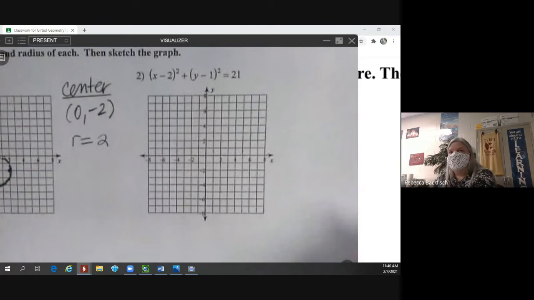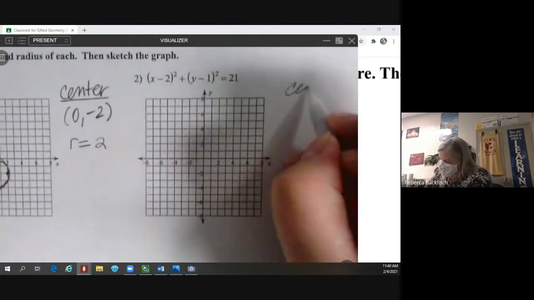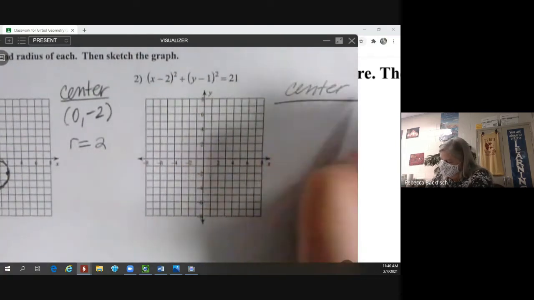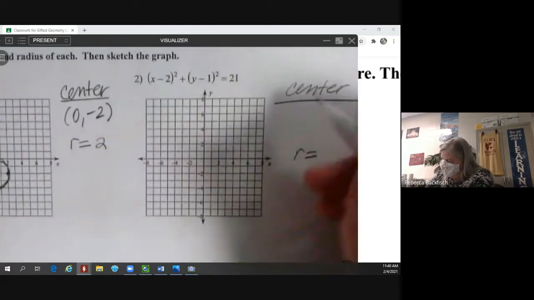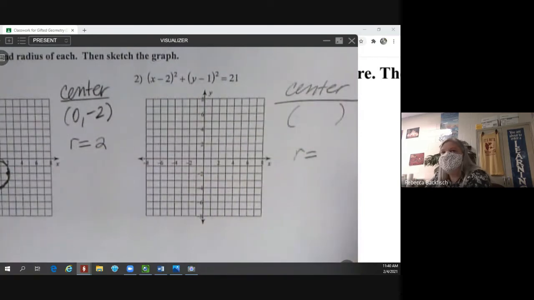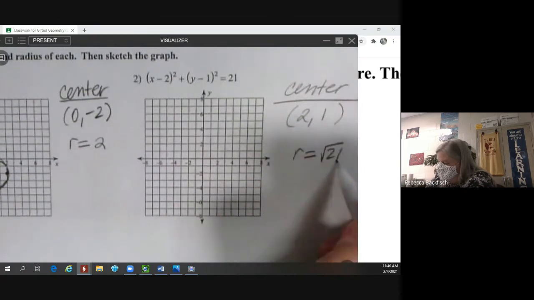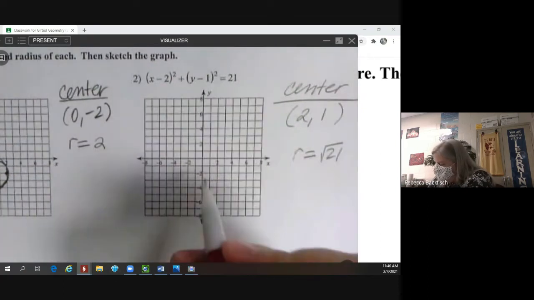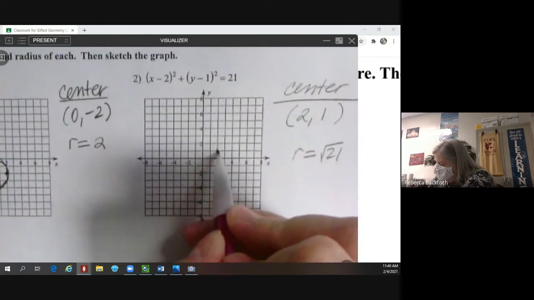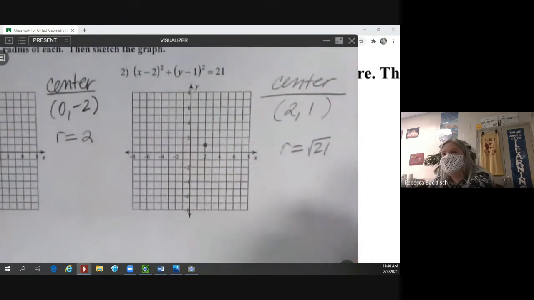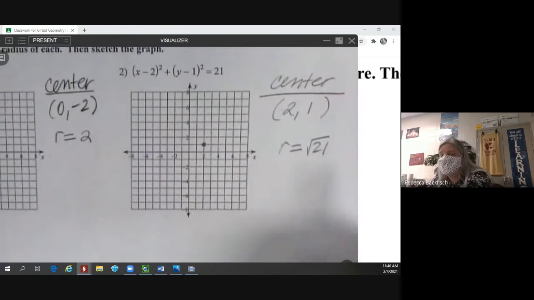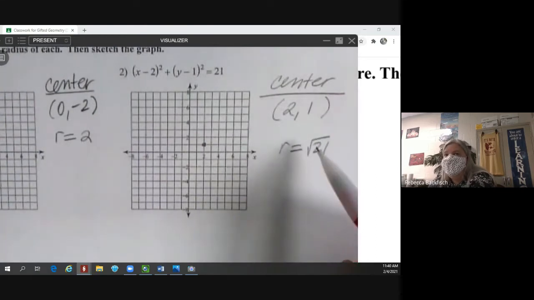All right, let's look at this one. What's my center? 2, 1. Agreed. What's my radius? Square root of 21. You got it. Okay. So I'm going to go to 2, 1. And then everybody tends to ask me, so how do you do it if it's a radical? Well, that's a number. That's just a number. And just like any other number, we're going to do the best we can on a graph.